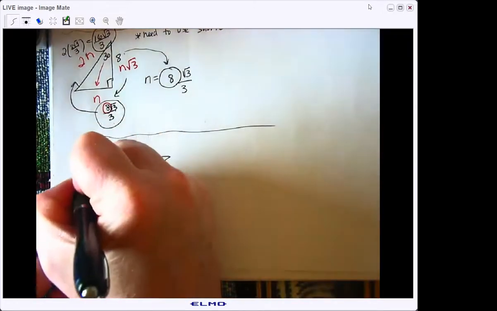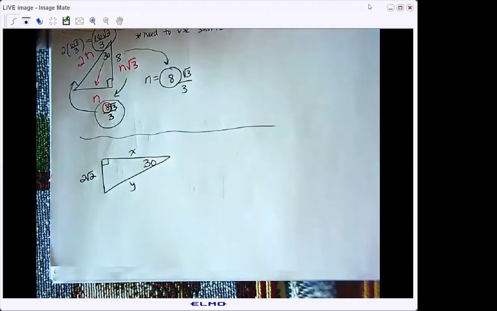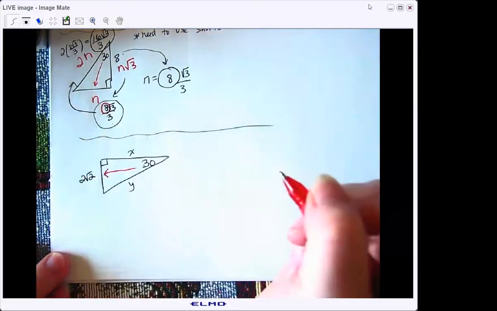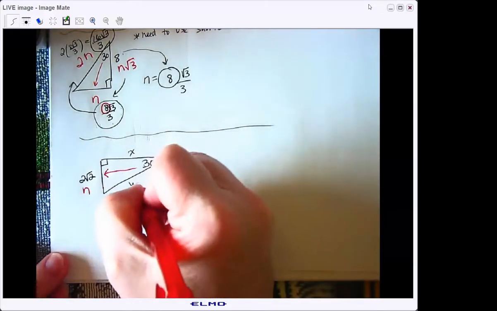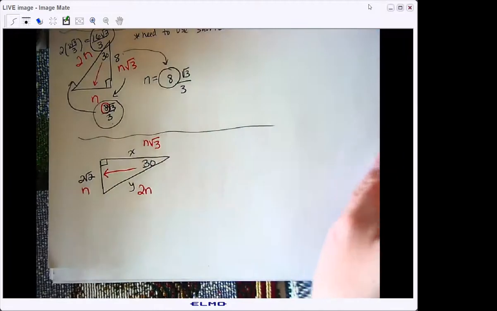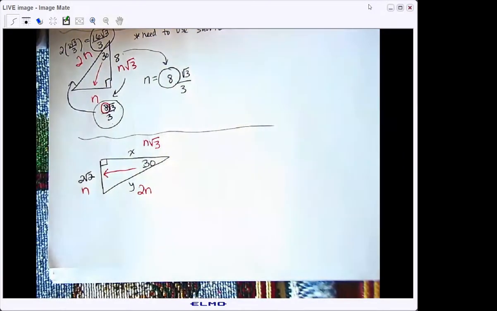And this time I'm going to tell you that this one is 2 root 2. At first glance, you might be going, oh, that doesn't have a square root of 3, so maybe we have to use a shortcut. But label first. Label first. Okay? So labeling first, this becomes n, 2n, and n root 3. N, 2n, and n root 3.